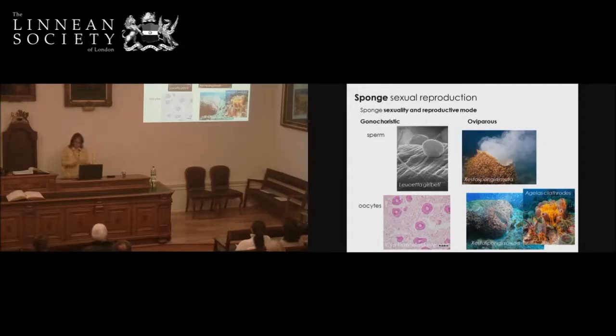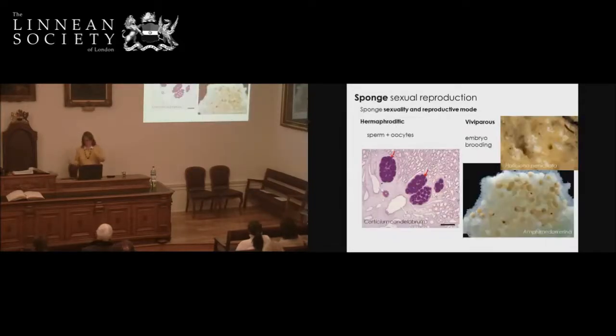So just getting into the sex part, sponges can be gonochoristic. That means they have separate sexes. So one sponge would be making the sperm, and the other one would be making the oocytes. And usually, these sponges tend to be oviparous, or we thought that they tend to be oviparous. So that means they release their gametes into the water, and that's where, there in the seawater column, the fertilization takes place.